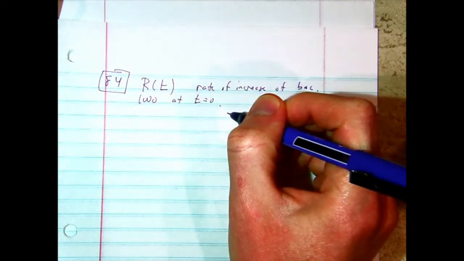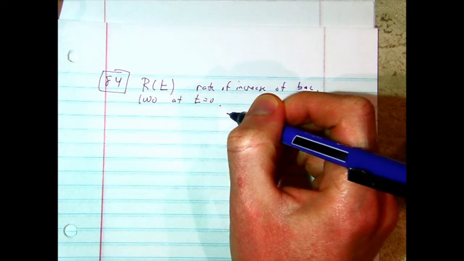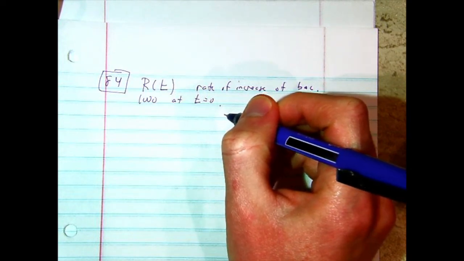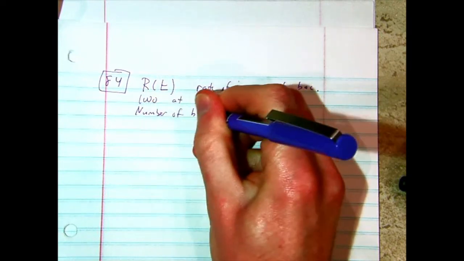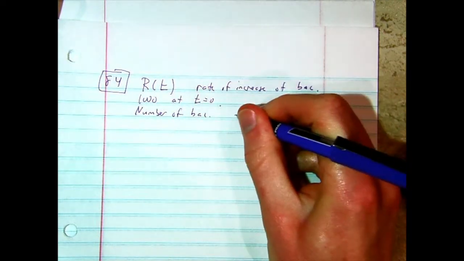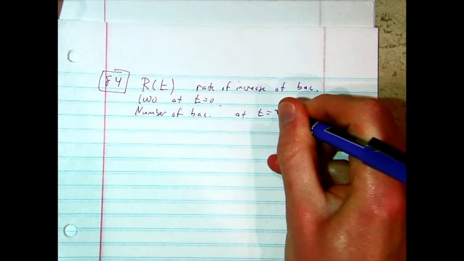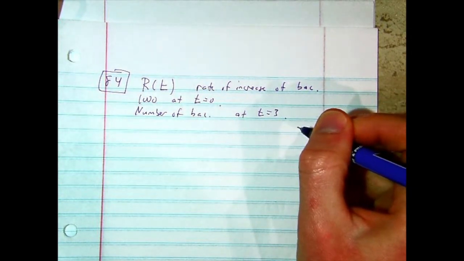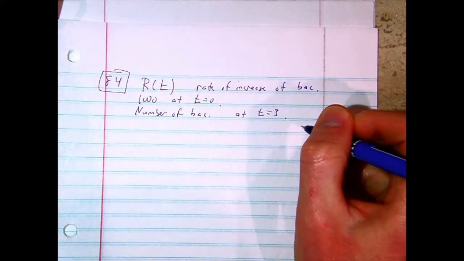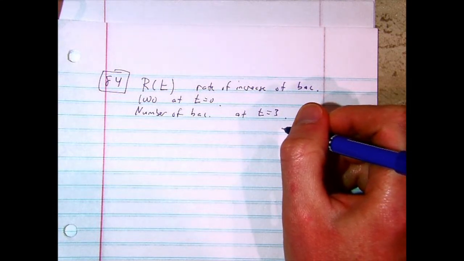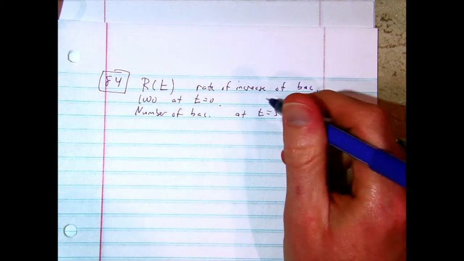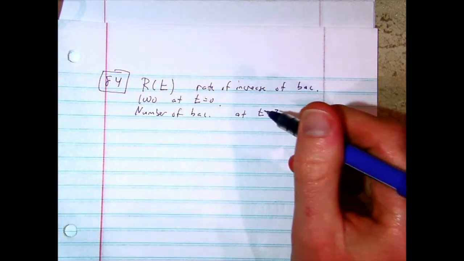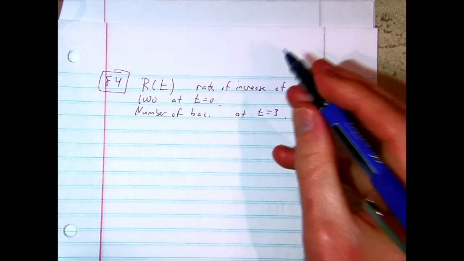And they are asking us which of the following expressions gives the number of bacteria. So we want the number of bacteria at time t equals 3. Well, I used this formula sort of earlier, right? And I talked about it in a previous problem. I forget which one off the top of my head, but it comes directly from the fundamental theorem of calculus.